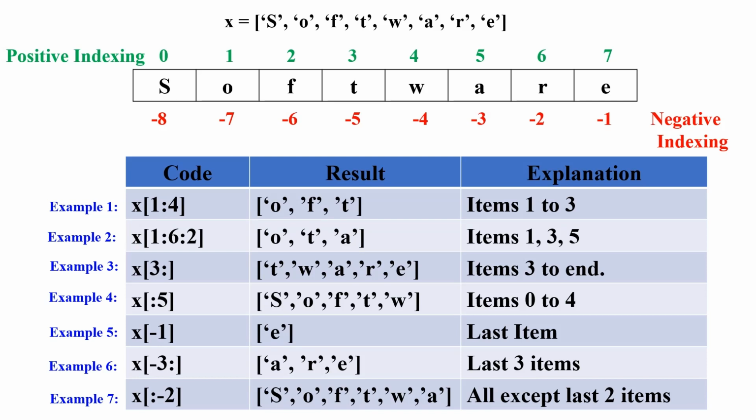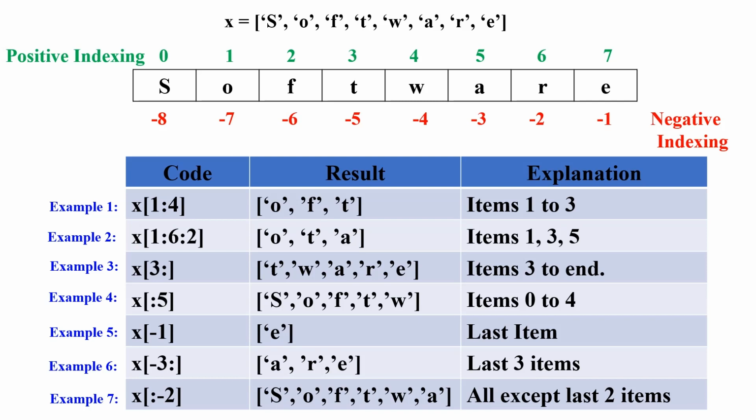x[1:4]. Here start value is 1 and stop value is 4 exclusive, so stop value is 3. Step value is not given, so we take the default value 1. Hence, x[1:4] slices the items 1 to 3. So the output is OFT.